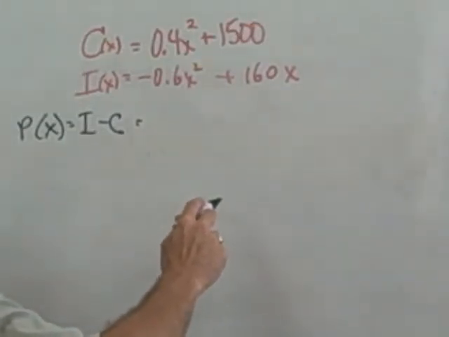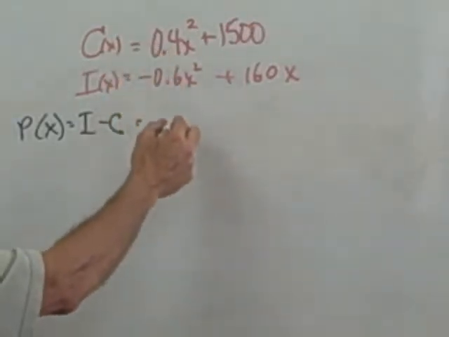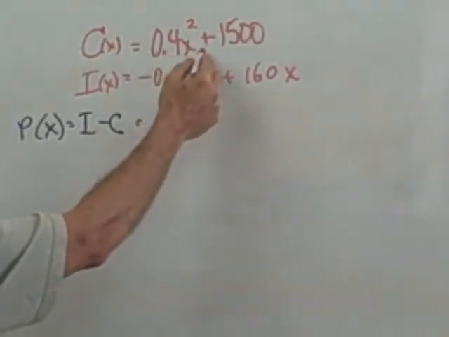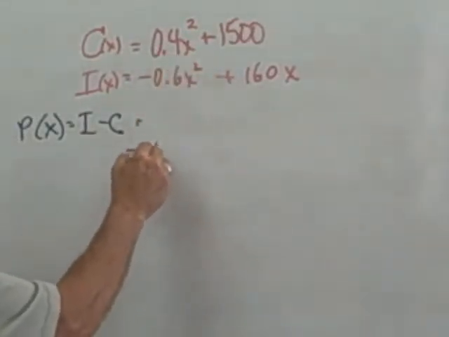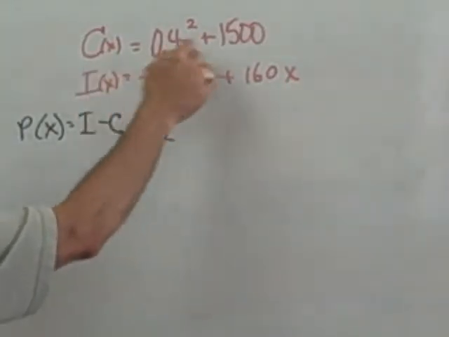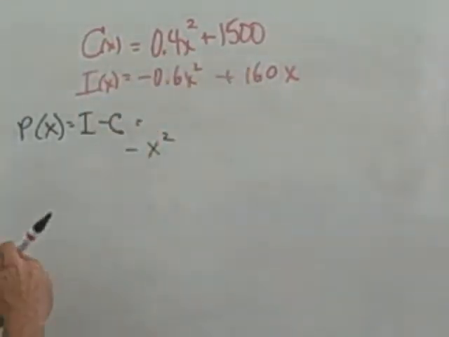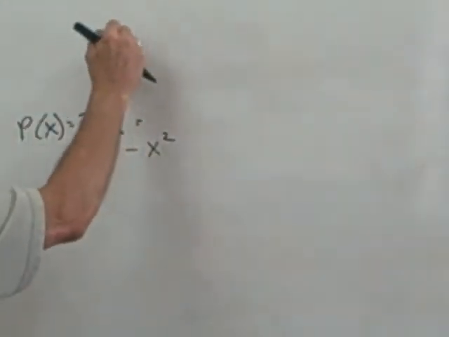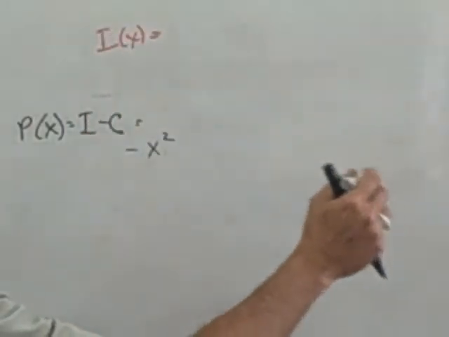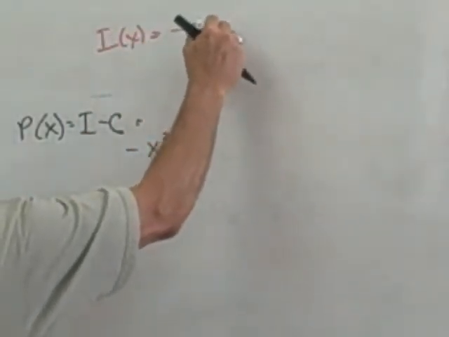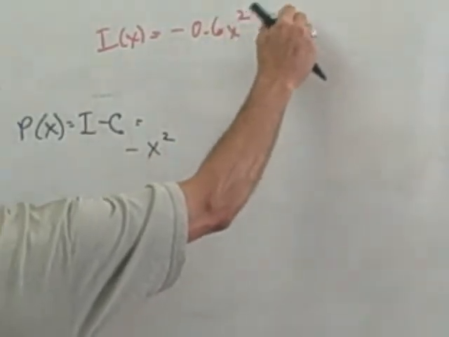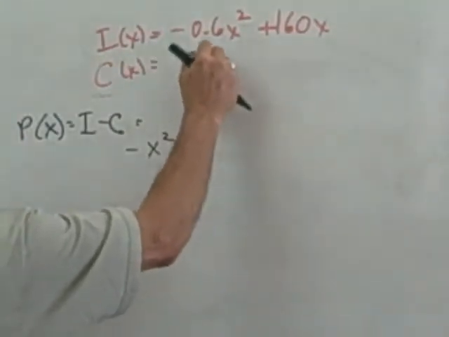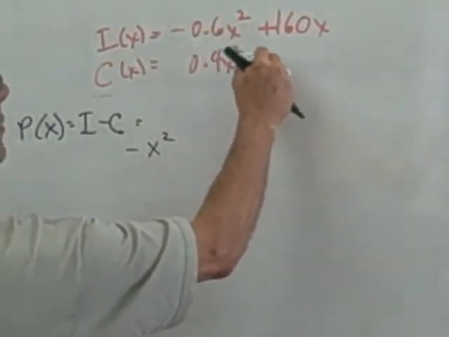Okay. So what we're going to get if I subtract C from I is I have negative 0.6x squared. I'm going to subtract 0.4x squared. That's going to give me negative x squared. Okay, so I'm subtracting C from I. It would be easier if I wrote them in the other order. Let's try that. Let's start with I of x. I of x is negative 0.6x squared plus 160x. C of x, well, that's given by 0.4x squared plus 1,500.